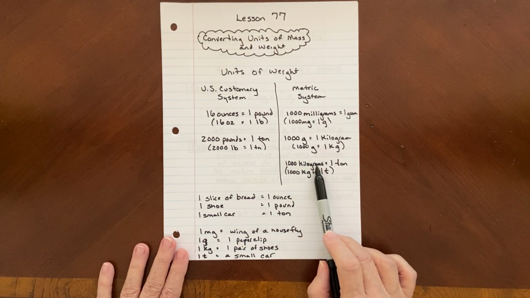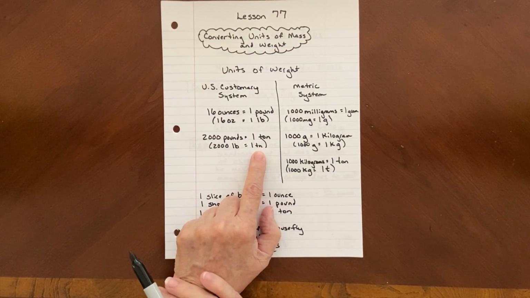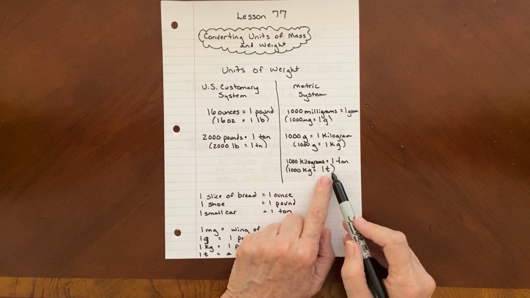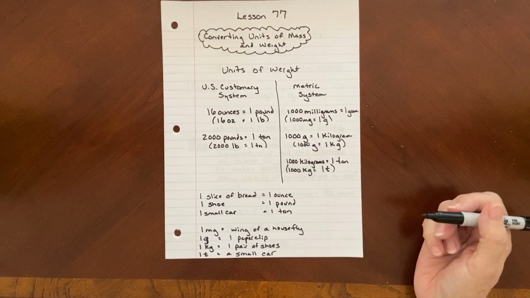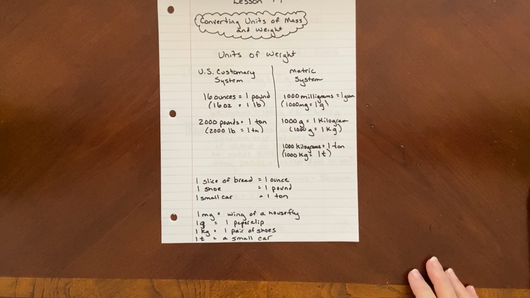Okay, so 1,000 grams equals 1 kilogram. 1,000 kilograms equals 1 metric ton. And the U.S. customary ton is abbreviated TN. The metric ton is just T, with a funny little beautiful curve, which I don't do very well. Okay, so let's talk about how much those really are.